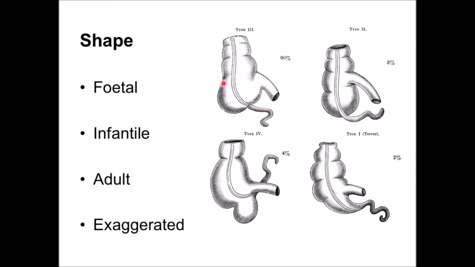In the adult type, the right wall of cecum grows more as compared to the left wall of the cecum, which brings the appendix below the ileocecal orifice. In exaggerated type, the right wall of cecum hugely enlarges as compared to the left wall, or the left wall atrophies, which brings the appendix close to the ileocecal orifice.